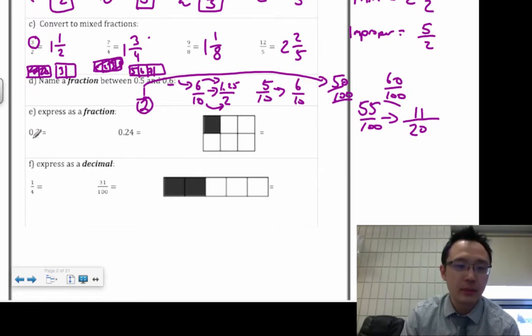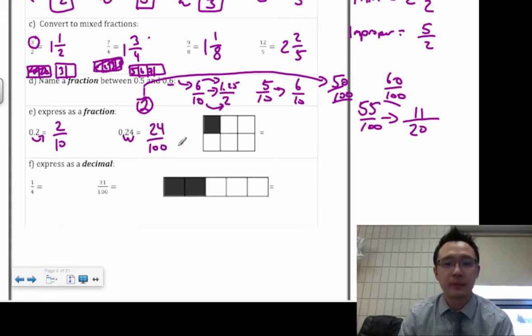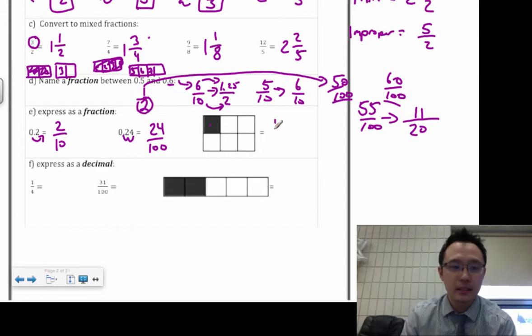Oh, so I just moved this 1 over, it'd be 2, and then since I moved it over once, it's 2 out of 10. I'm going to move this one 2 times, so it'd be 24. Since I moved it over 2 times, I'm going to have it out of 100. This is 1 block out of 6, so that's 1 out of 6.